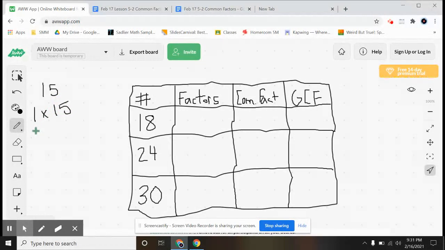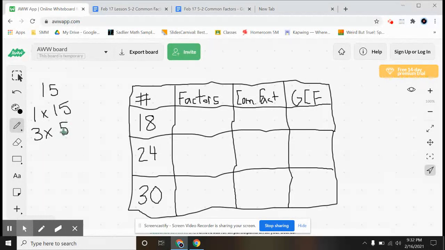Okay, well, what about 2? Is 2 times anything 15? No, 2 times nothing's 15. What about 3? Is 3 times anything 15? Oh, yeah. 3 times 5 is 15. So I'm going to go ahead and write those down, because I'm taking a little bit of notes here. 3 times 5 is 15. What about 4? Is 4 times anything 15? No. And then I've come to 5.